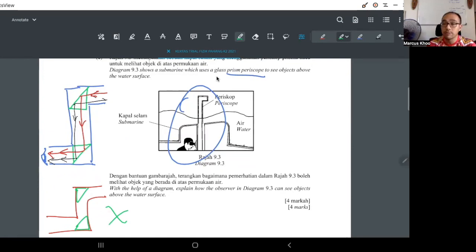Look at the arrangement of how the prisms are arranged. Okay, this one you definitely cannot get it wrong, because if the prism arrangement is wrong, the total internal reflection cannot occur. Okay, so be careful with this lah.